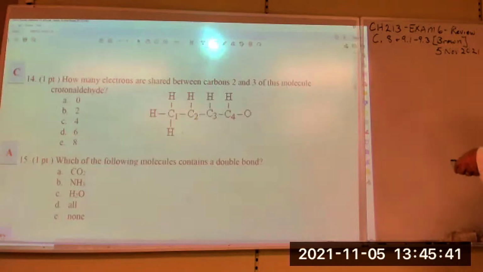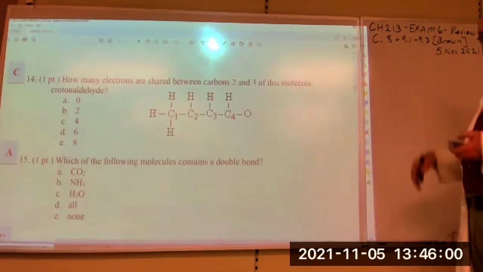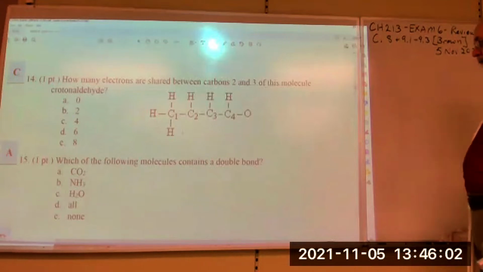Okay, which of the following molecules contains a double bond? Well, we've drawn the structures before. We know water doesn't have any double bonds. We know ammonia doesn't have any double bonds. Carbon dioxide has 2 of them. You just need to draw the Lewis dot structure and you got it answered.